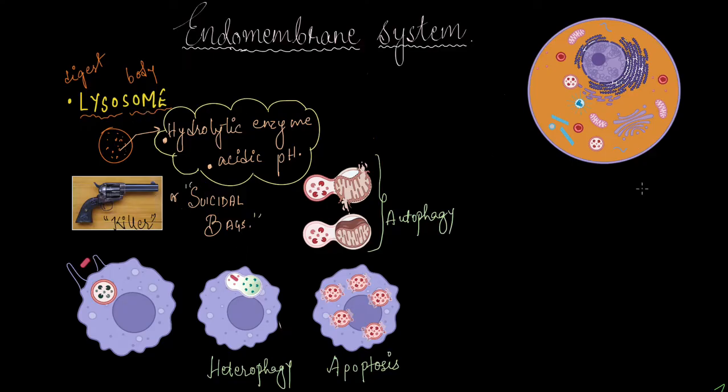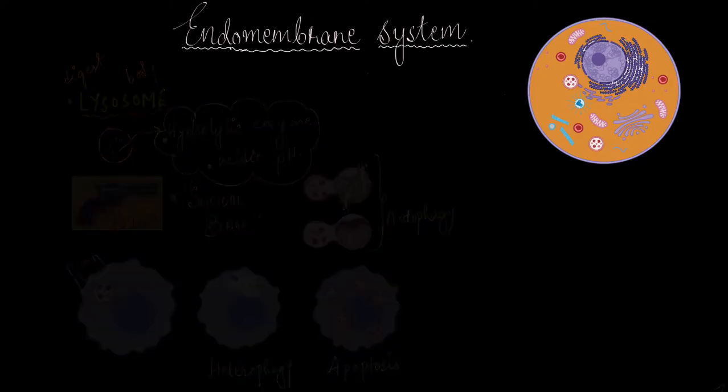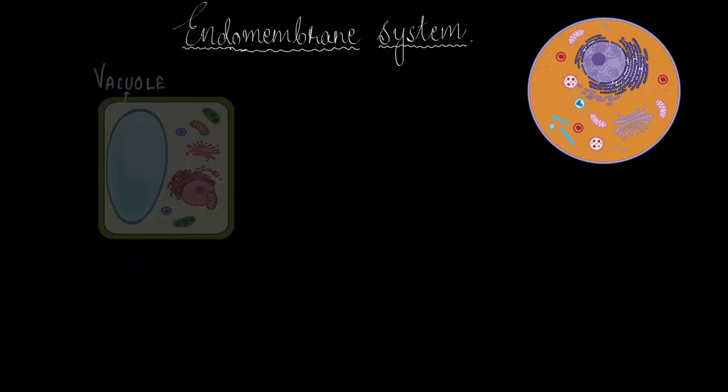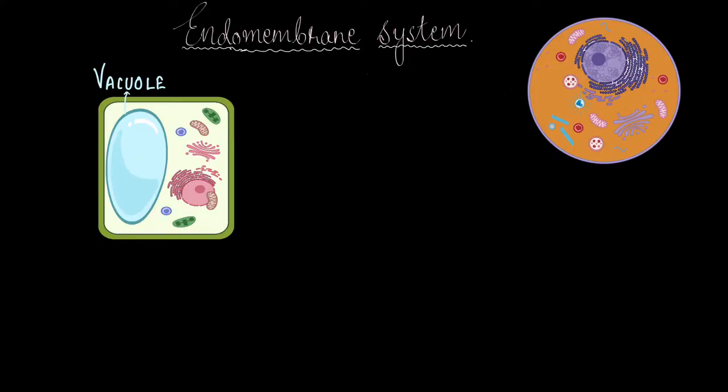Now let's move on to the last organelle of the endomembrane system, which is the vacuole. Now on your screen is a plant cell, and the big blue thing that you see inside is the vacuole. Now I want you to imagine this vacuole as a balloon. And what do you think will happen if I ask you to fill in more air in this balloon? Well, the size of the balloon will increase, and that will exert pressure on the walls of the cell, right? And if that happens, the cell size will increase, right?